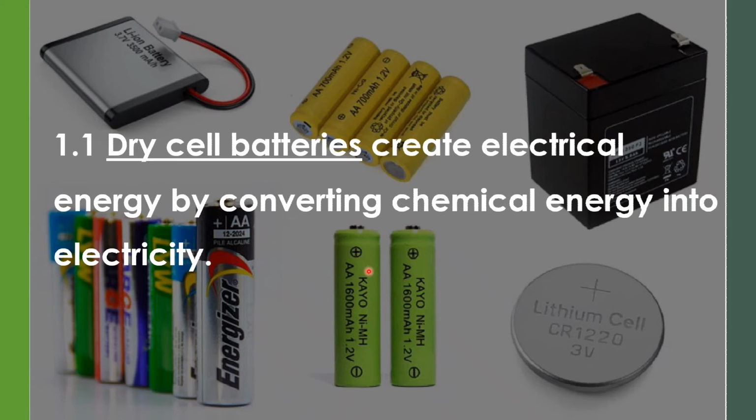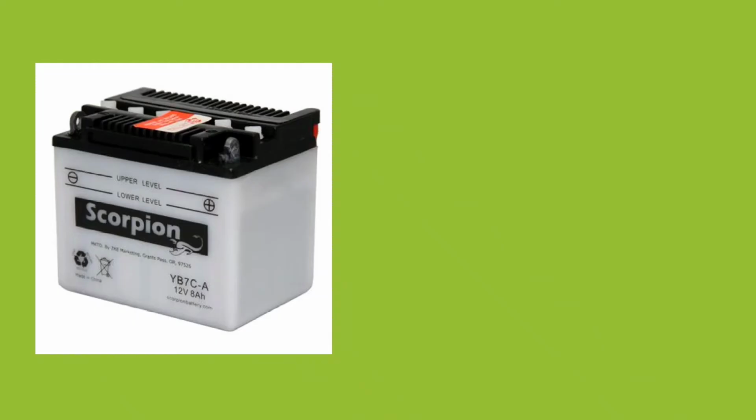A dry cell battery comprises a zinc casing containing a conductive paste and a carbon rod inserted through the center of the battery. So that's it. We have dry cell batteries, and these are examples of dry cell batteries.